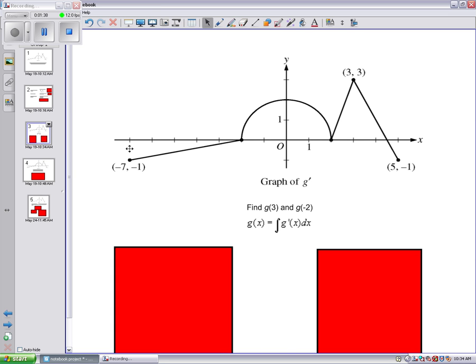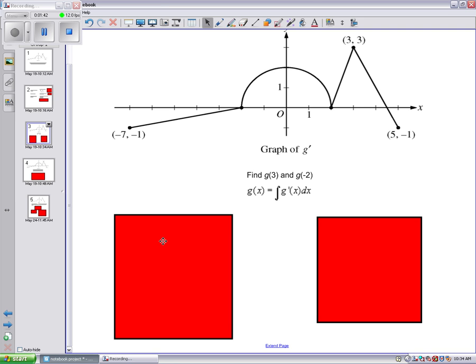For part A, we need to find g of 3 and g of -2. g of x is the area between g prime of x and the x-axis, according to the fundamental theorem of calculus. In order to find g of 3, we need to find the area from x equals 0 to x equals 3. This is the right half of the semicircle and part of the triangle.